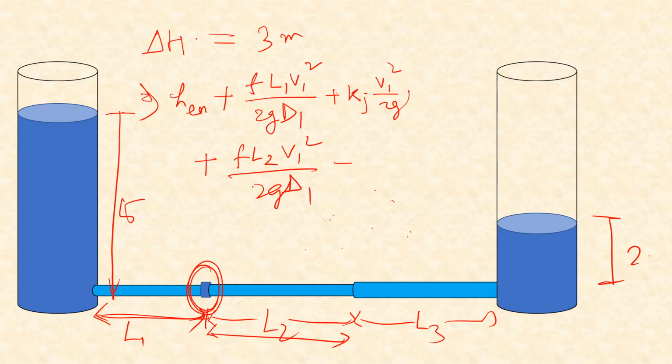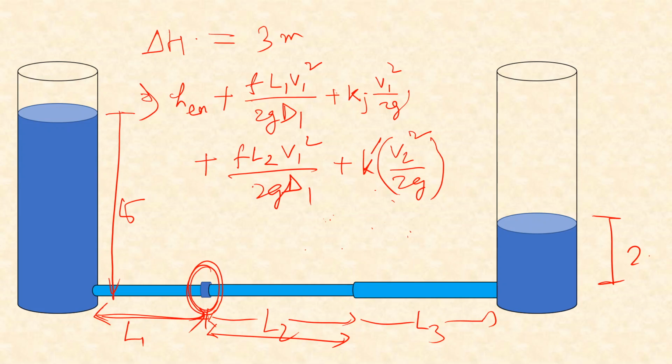That is, let's say k dash, which is the coefficient of loss in sudden expansion, into v2 square by 2g. That is, it is expressed as a function of velocity in the second pipe, not in the first pipe. And so this loss is there.